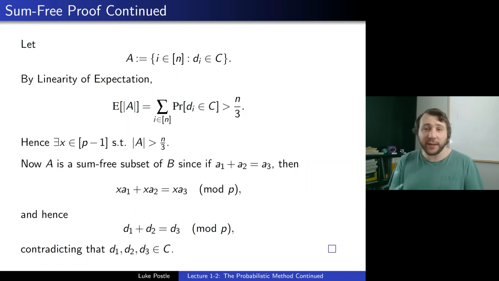And now I claim that A is a sum-free subset of B, since if a_1 plus a_2 was equal to a_3 for some choice of a_1, a_2, a_3 in A, then what would that mean? Well, X times a_1 plus X times a_2 would equal X times a_3, and those would still be equal if you mod them by P. Hence d_1 plus d_2 would equal d_3 mod P, but that would be a contradiction, since then d_1, d_2, d_3 are in C by assumption, and C is sum-free, as we've already shown. So that concludes this number theoretic proof.